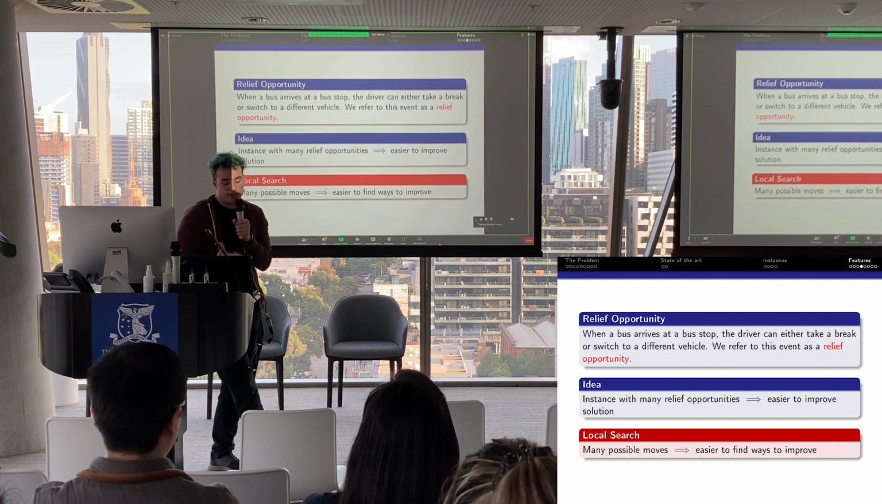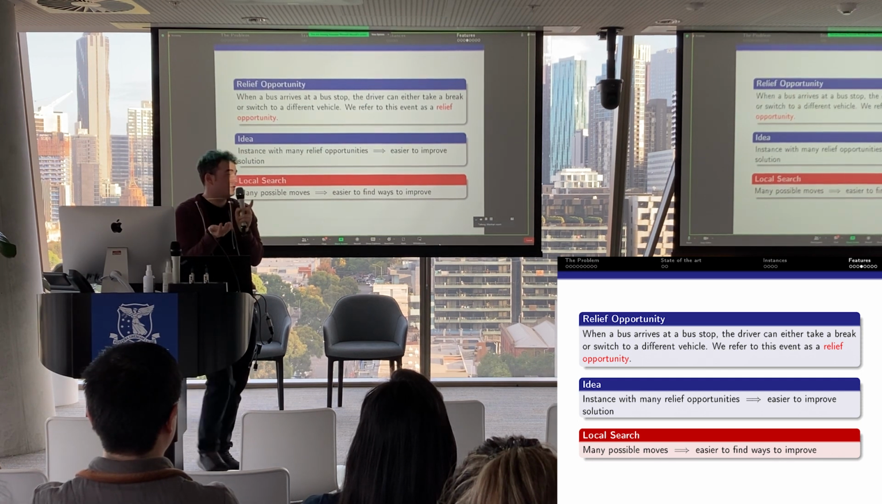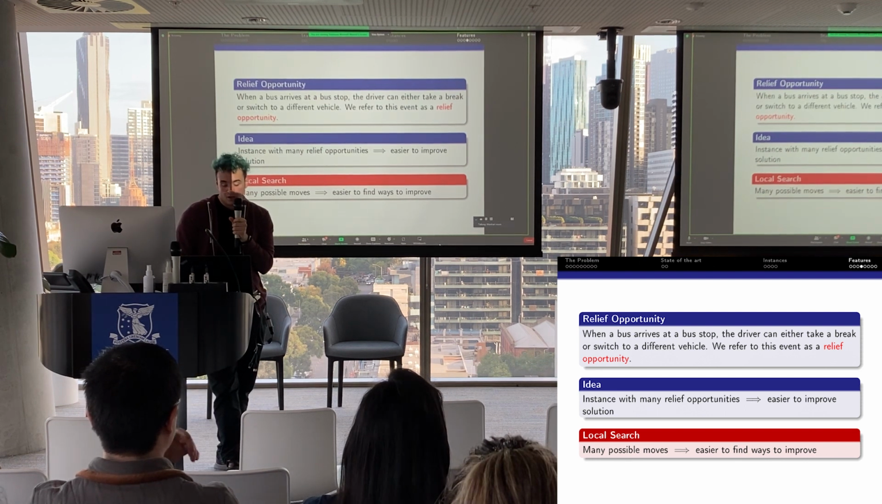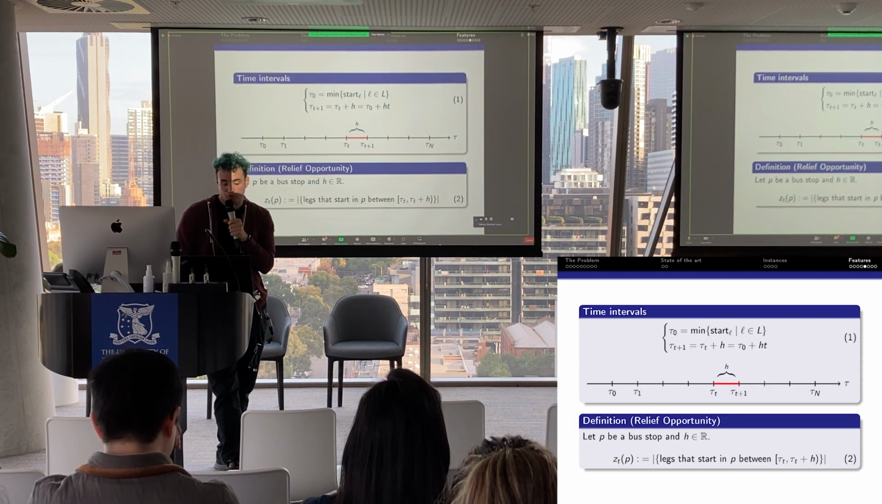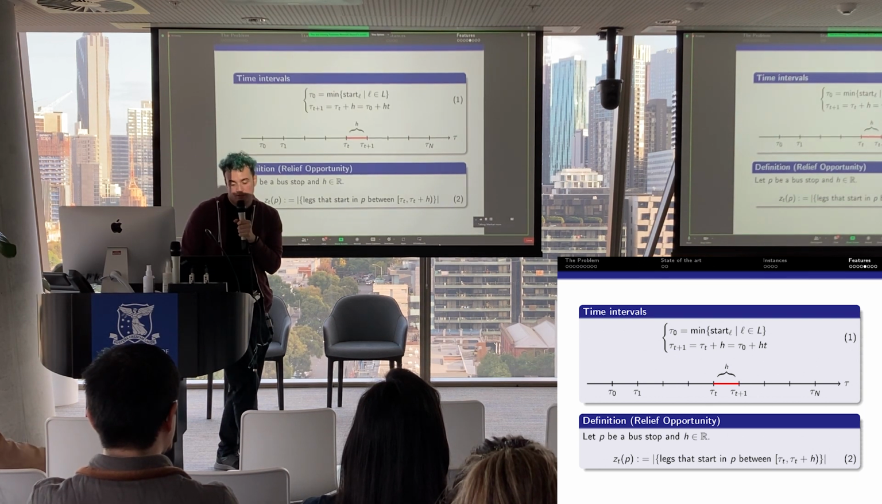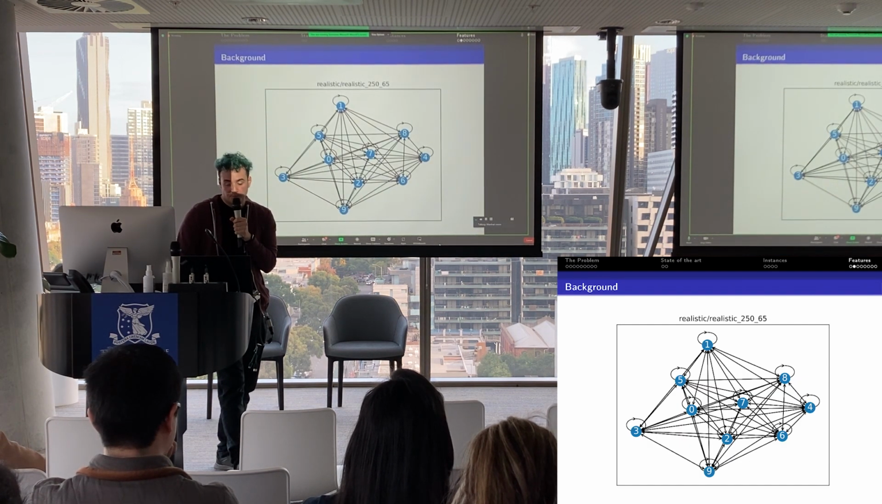This is similar to what happens in local search. If you have many possible moves, then maybe it's easier to find ways to improve the objective function value. And yeah, this is what we are doing right now. So we are studying, for each position, what happens throughout the day.